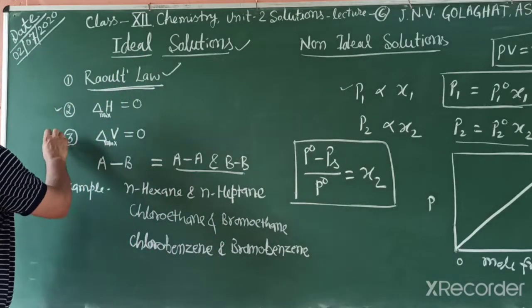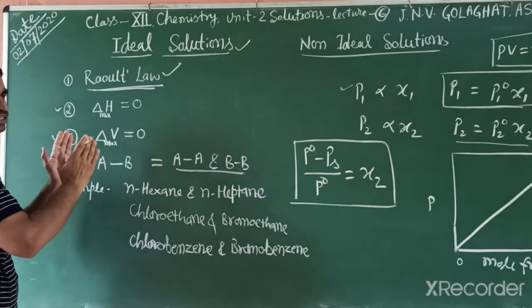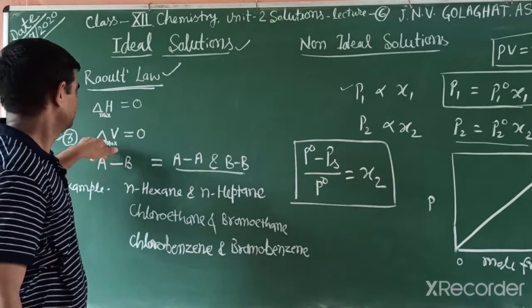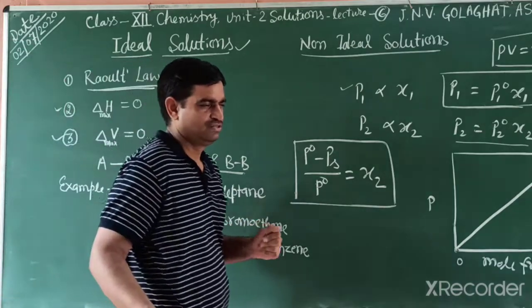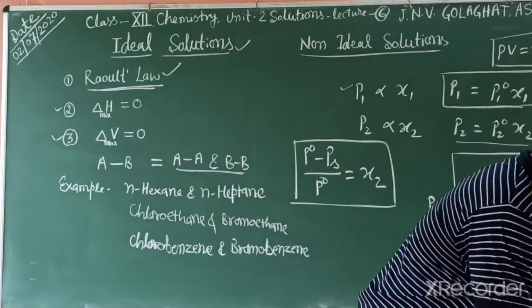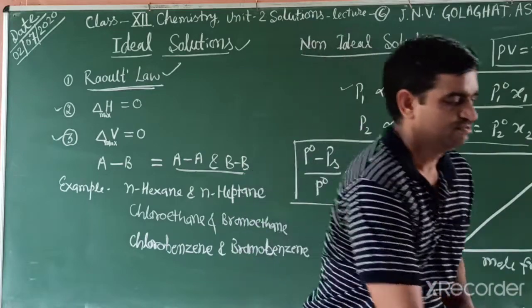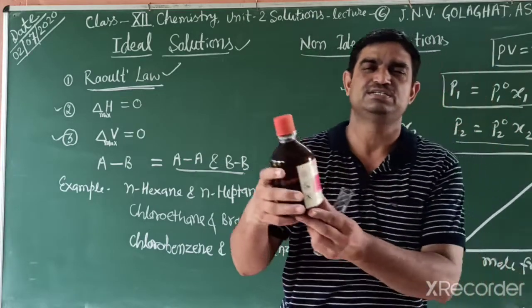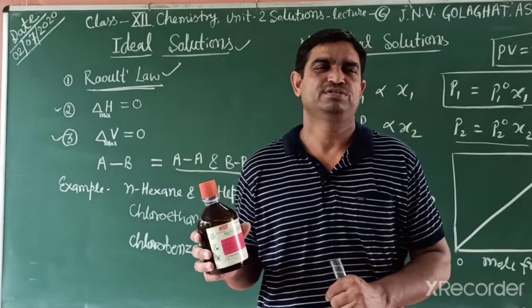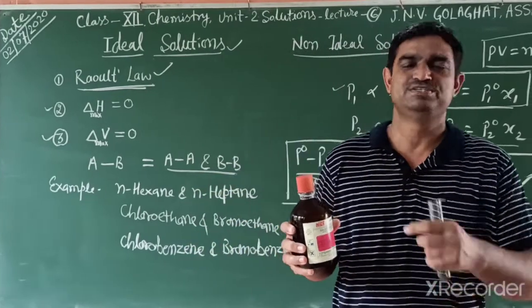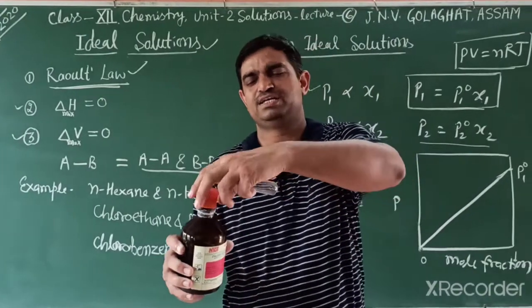The third condition is the volume of mixing. If you mix two substances, the volume of mixing should be 0. So students, we can explain this by an activity. We want to make an ideal solution. One component is chlorobenzene, the other is benzene, so they are similar in nature.